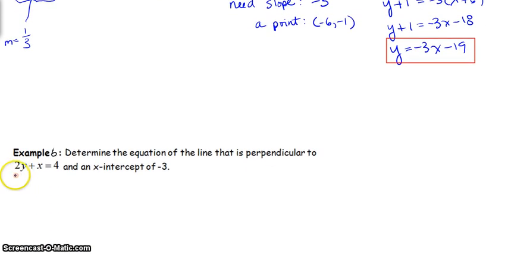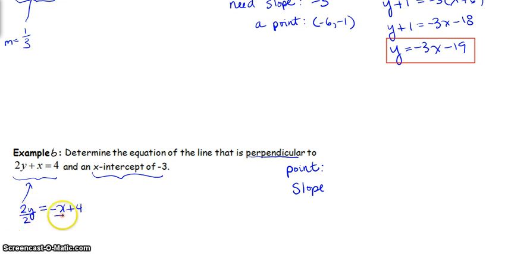What if it's perpendicular to this line and it has an x-intercept of negative 3? And I want to find the equation of a line again. Remember, whenever I want the equation of a line, I need a point, preferably the y-intercept, I don't have it, and the slope. Well, again, whenever I see the word perpendicular, I think slope. It's the opposite reciprocal slope. So what is my slope? I don't know. So I need to convert into slope-intercept form.